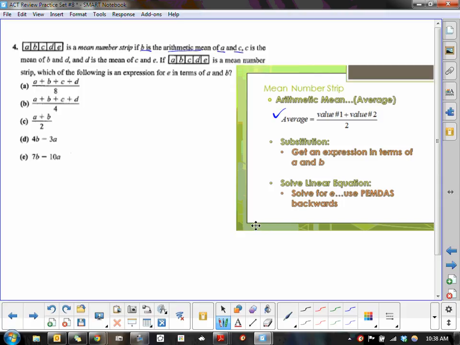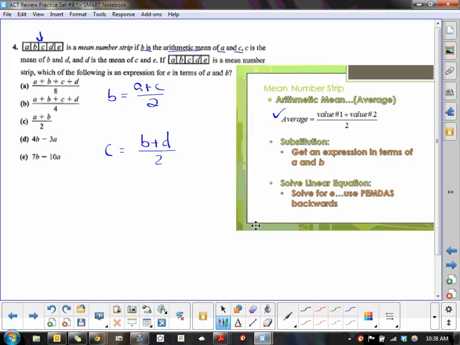So I'm going to write that average down. If I want to find out what B is, the arithmetic mean or the average of A and C, that's A plus C divided by 2. It also goes on to say that if we keep doing this, then if I wanted to find the value of C, then C is the arithmetic mean between B and D. So B plus D all over 2 is C.